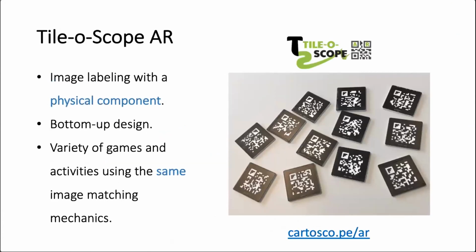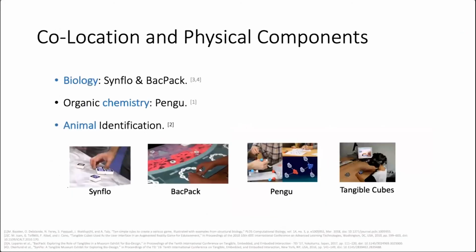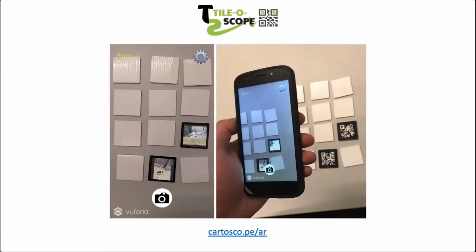To this end, we developed Telescope-AR, an augmented reality image labeling toolkit. We utilize a physical component, which are the tiles that you can see on the right. These can vary, from simple paper printouts to more intricate pieces, using methods like laser cutting. Telescope-AR uses a bottom-up game design approach, where players can come up with different games and activities using the core image matching mechanics. Examples of co-location using physical components can be found in the domain of biology, chemistry, as well as animal identification. This is what Telescope-AR looks like in action.